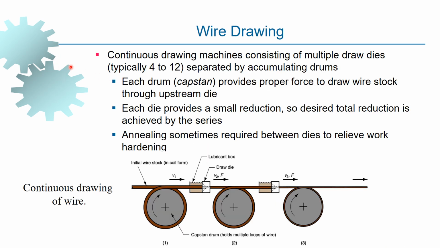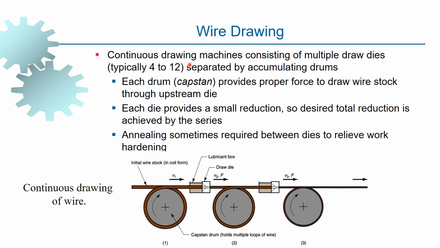Now wire drawing is a continuous drawing process. As you can see, a minimum of 4 to 12 separate dies will be there, multiple dies. In the first die there will be a small reduction in the first step, then a second stage reduction, then a third stage reduction. After several reductions, we get the final finished dimension of the wire.